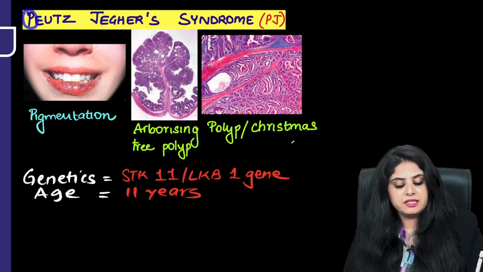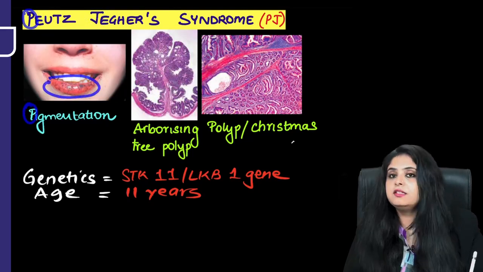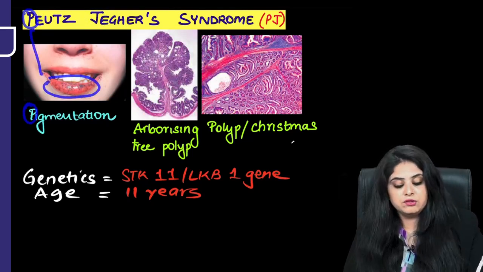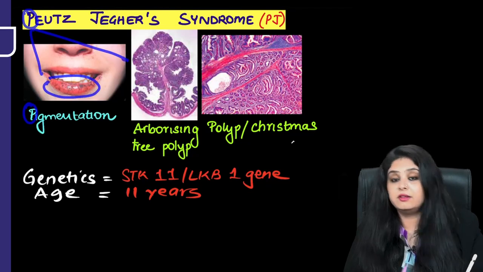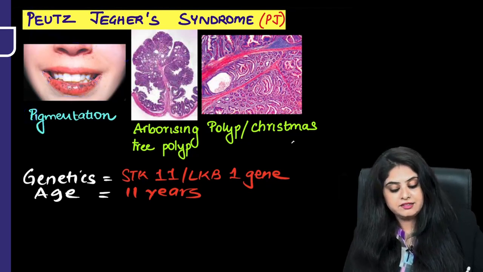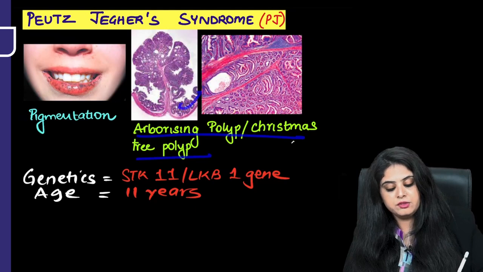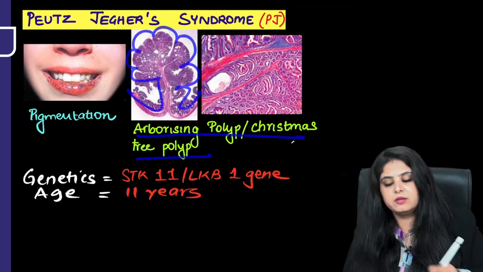So P is telling me that these patients have pigmentation. I can see the pigmentation over here. P is also telling me that there is a polyp. Yes, what kind of a polyp? I can see an arborizing polyp or a Christmas tree polyp. Something like a tree is going to be seen.